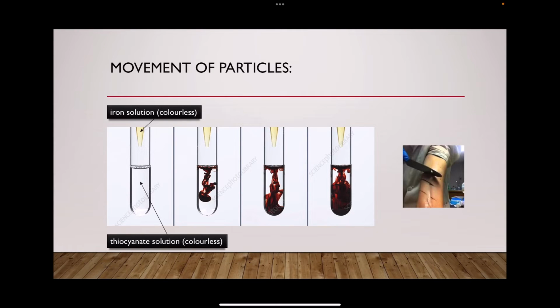If you want to do this, you put one colorless solution on a knife, which is not sharp, of course, and the other solution on your arm. And if you bring the knife in contact with your arm, then the red color, the fake blood, is running over your arm. Quite nice. But this means that we can use these two chemicals as sort of an indicator to show us when particles of the iron solution mix or meet with particles of the thiocyanate solution.